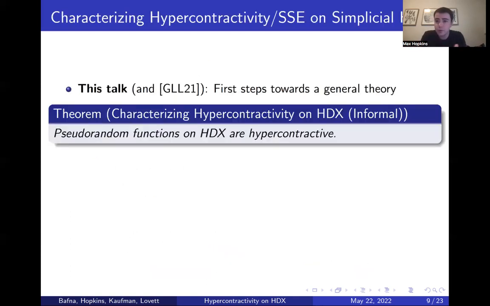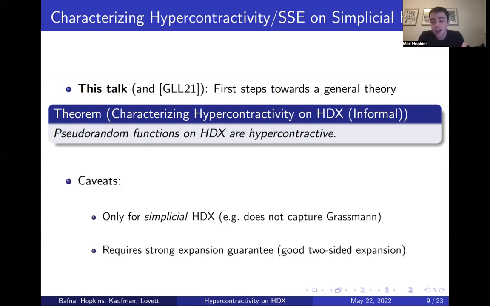And okay, so what do we actually prove in this work, and what I'll be focusing on for the rest of the talk is the first steps towards this general theory. In particular, we prove the following statement: that pseudorandom functions on high-dimensional expanders are indeed hypercontractive, that they satisfy an essentially full-strength version of the Bonami lemma, and therefore also that pseudorandom sets on corresponding random walks on these objects, which you can think about as the analog of this T_{1/2} operator we were talking about before, satisfy the same type of expansion characterization: that pseudorandom sets expand near perfectly on these objects.